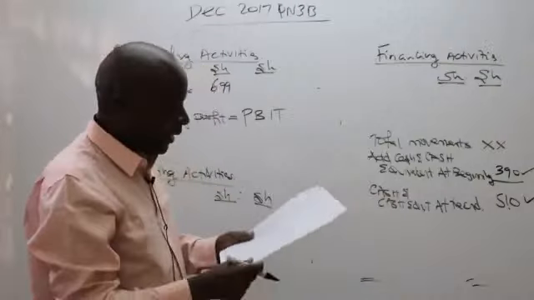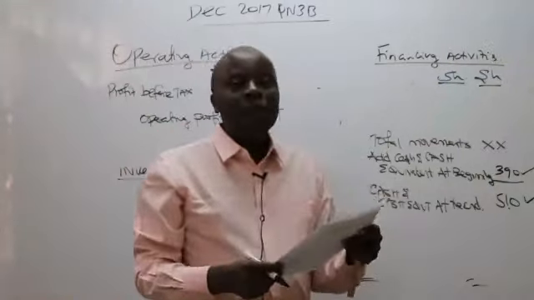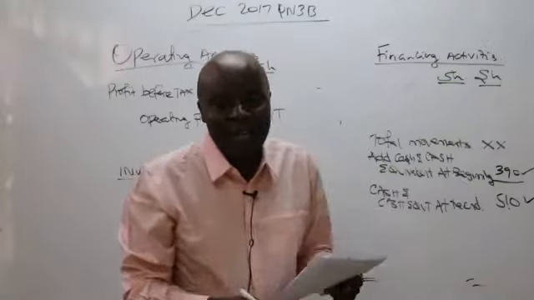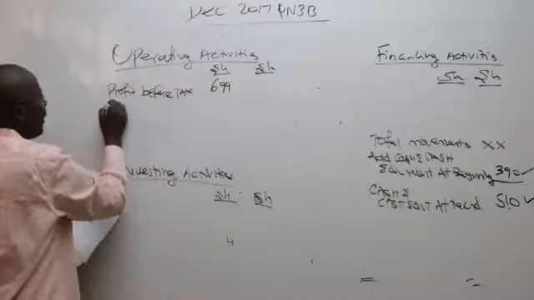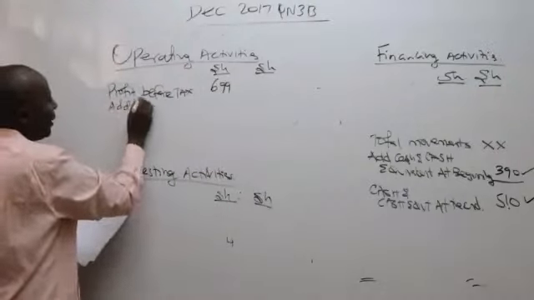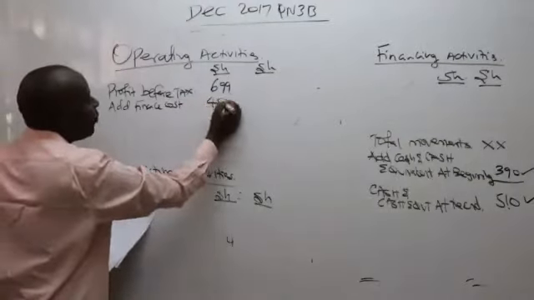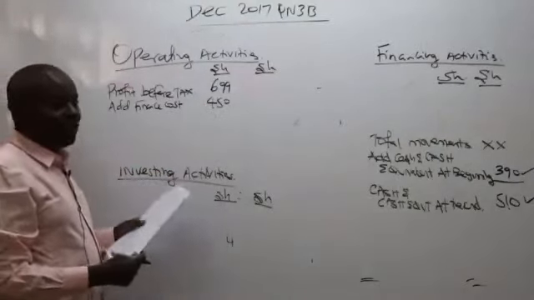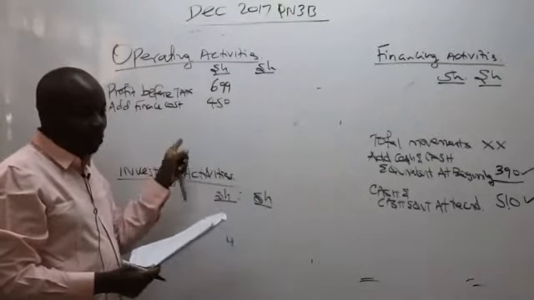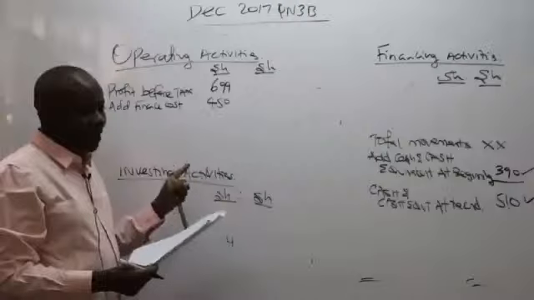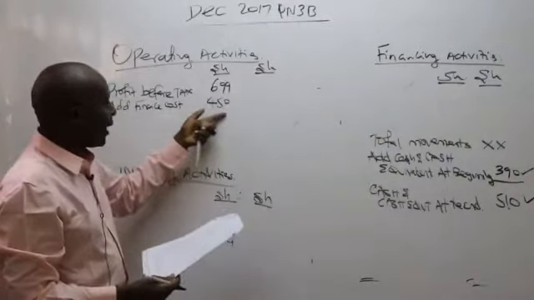They say it is 450, isn't it? If you look at the income statement, they have given us the finance cost. So come here and add the finance cost here. The finance cost here is 450. If you wish, you can add it to give us profit before interest and tax. But you can also leave it like that, and just add the finance cost.